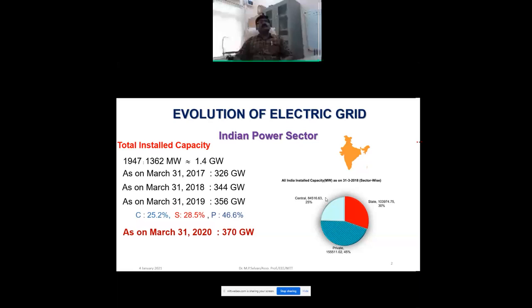So why I want to stress here is to show you that we are good in power generation. Demand is growing and we are able to meet the demand somehow by integrating the whole nation as a single grid.